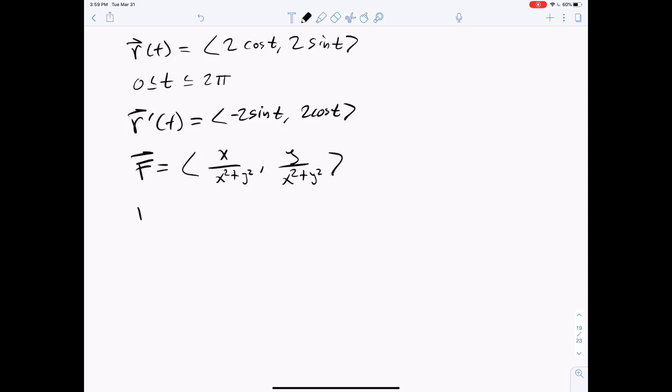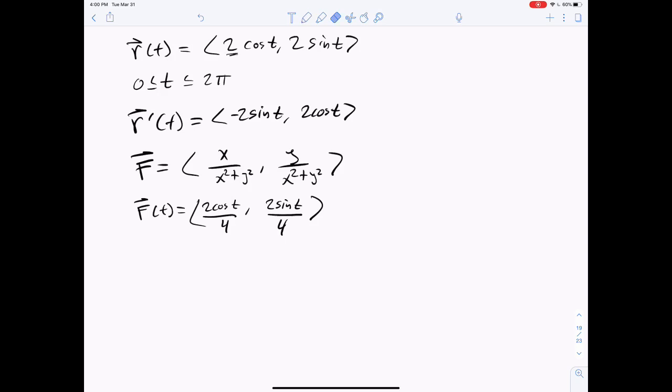In terms of our parameterization, if we put this into terms of t, well, x would be 2 cosine of t, and y would be 2 sine of t. And x squared plus y squared, well, that's going to be cosine squared plus sine squared, which would be 1, except it's 2, so it'll be 4. The radius is 2, but x squared plus y squared will be 2 squared, which is 4. All right, so there's my vector field in terms of time t.